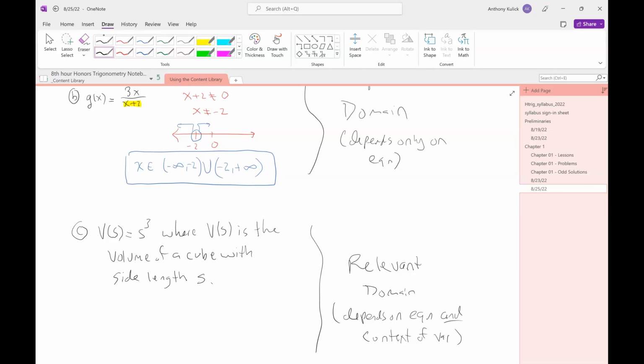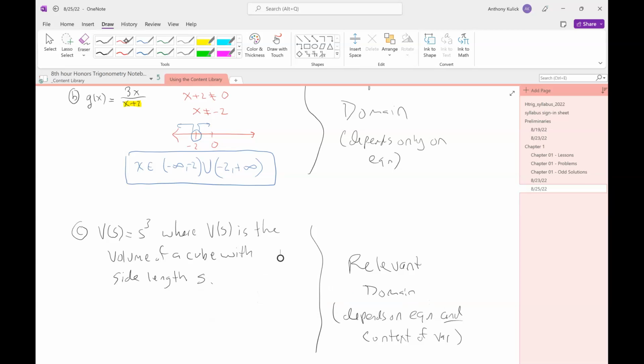So here the variables have some meaning, right? They're not just x's and y's or f of x's. Here, they're mean volumes and side lengths, right? They have some real world meaning. There's some context to the problem. Okay?